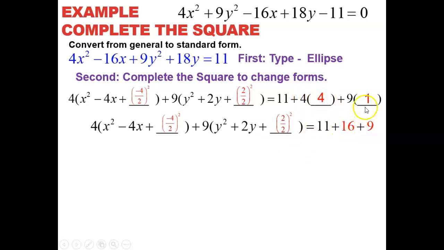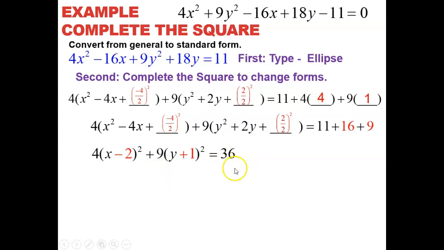So I cleaned up this side. 4 times 4 is 16, 9 times 1 is 9, and then I worked on the factoring on this side. So remember, negative 4 divided by 2 is negative 2, and when I factor that, I get that. So now, in last year in parabolas, we would look at the 4 and the 9, and we would say, okay, what can we divide by that's going to get rid of 4 and 9? But remember, we want 2 fractions and we want it equal to 1.